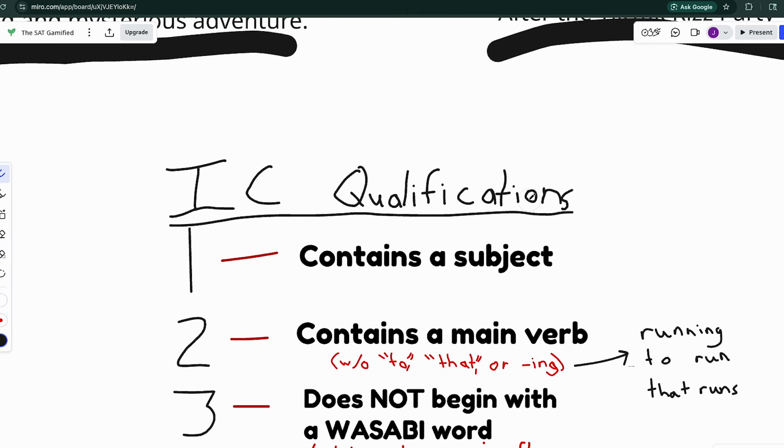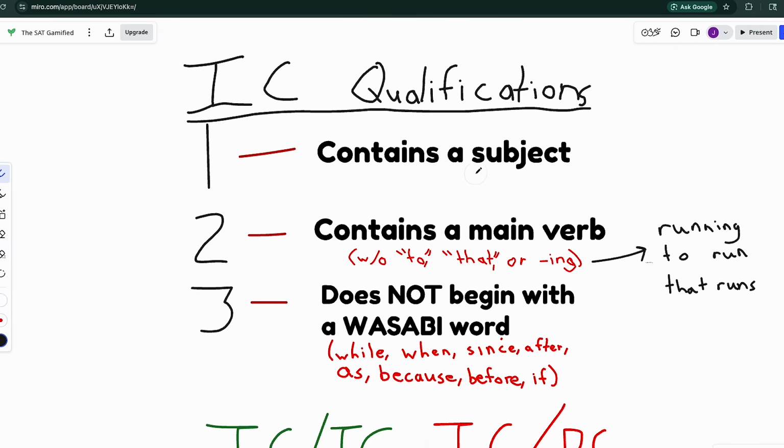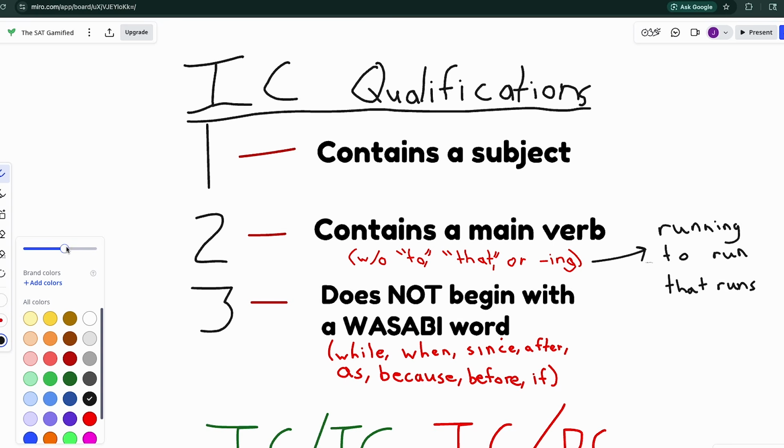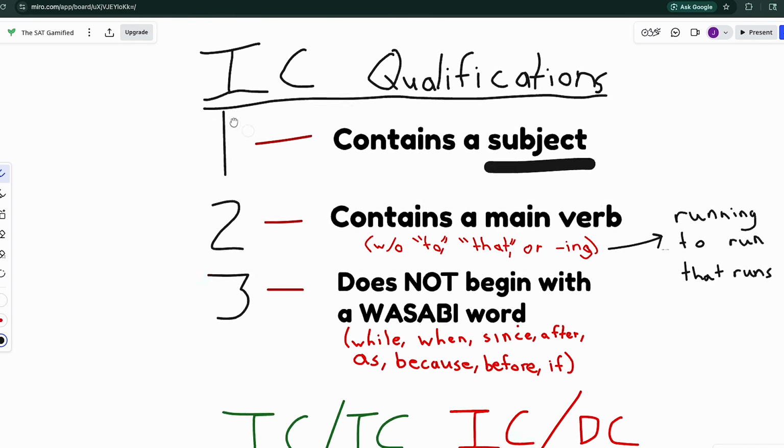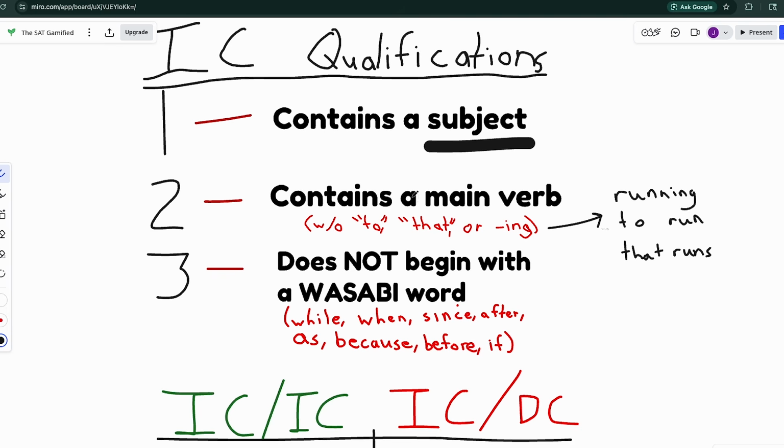In order for something to be an independent clause, it must have 3 things. First, it has to contain a subject. A subject is the thing that does the action. For example, Jean would be in the sentence above. Then it has to have a main verb. Main verbs are verbs that do not have "to" at the beginning, "that" at the beginning, or "ing" at the end. So these would all not be main verbs.